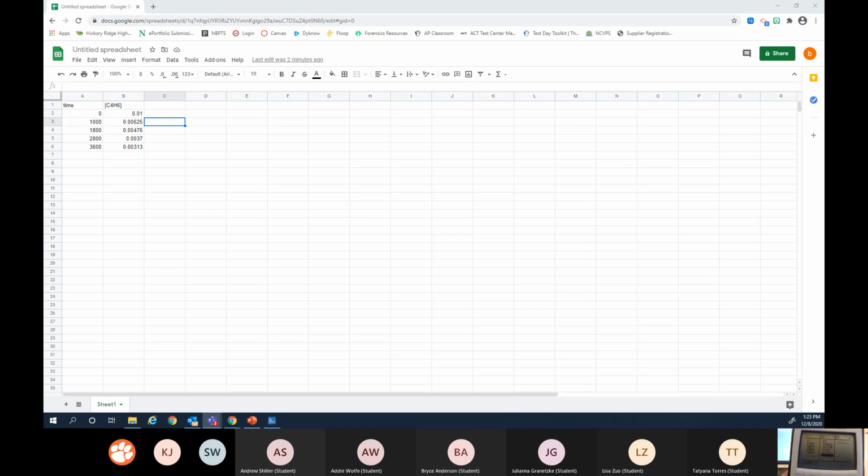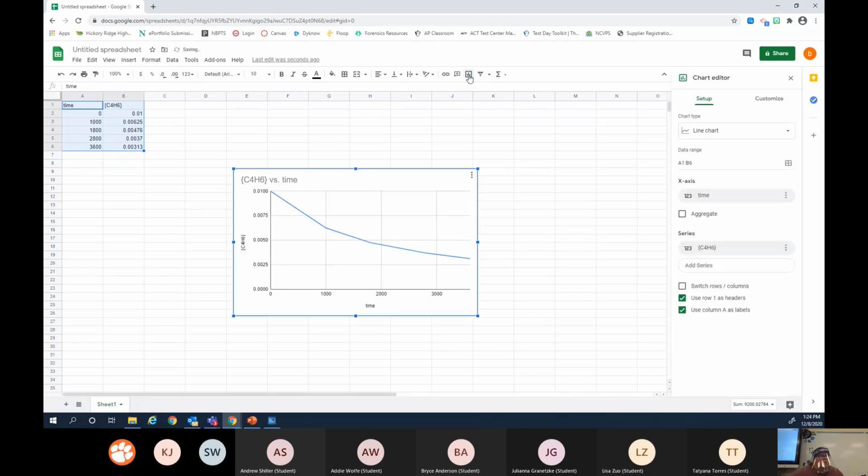So there I've typed in the exact same thing that's in the Excel sheet, our first column and second column. You could go ahead and graph this data to see if it's a zero order rate law, to see if this was going to be a straight line. In the Google Sheet, you could highlight these two columns, click the Insert Chart button, and it gives you a little graph.